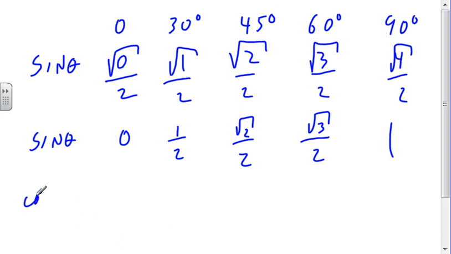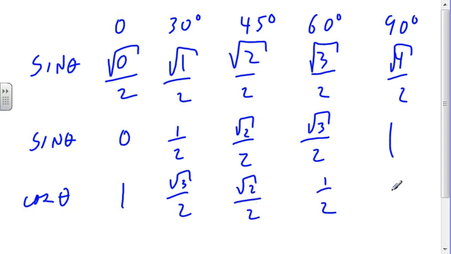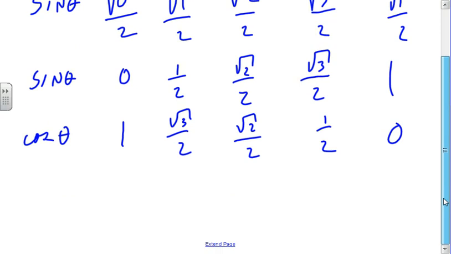And then you say, well, what are the cosines? Well, the cosines are the same in the opposite order. So 1, the square root of 3 over 2, the square root of 2 over 2, 1/2, and 0. And then you ask yourself, well, what is tangent? And tangent is going to be a sine divided by cosine.